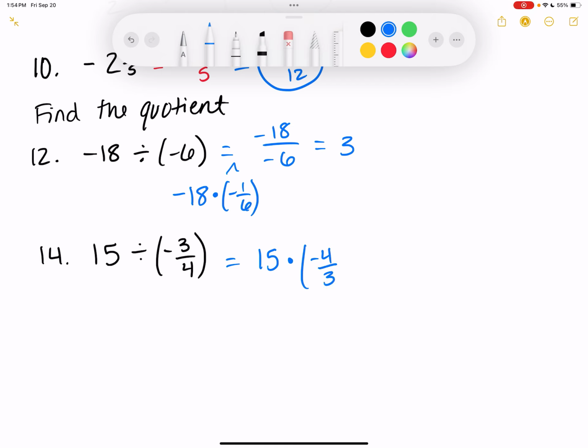Now what happens? Imagine if you need to, this is like this. What can I do? You can cross out the 3 and 15. Yep, and what does that give me when I do that? A 5. So then 5 times negative 4 is negative 20. Good. Forgot to box that one.